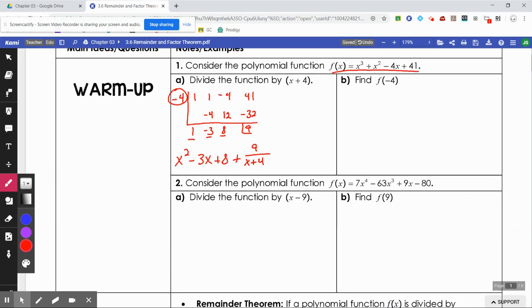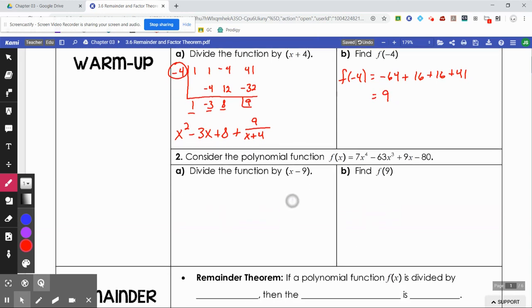So we're going to take our function, we're going to plug in negative 4 here, here, and here, and we get f of negative 4 is equal to negative 4 to the third. I'm going to go ahead and multiply that out, plus negative 4 to the second, minus 4 times negative 4, which is also a positive 16, negative times a negative, plus 41. And when you clean that up, it gives you 9.